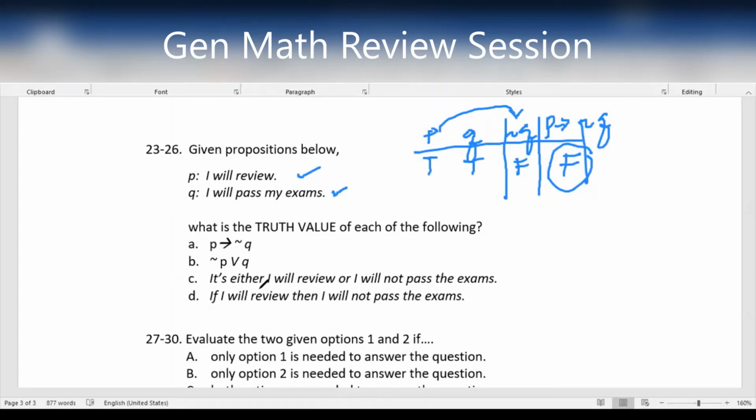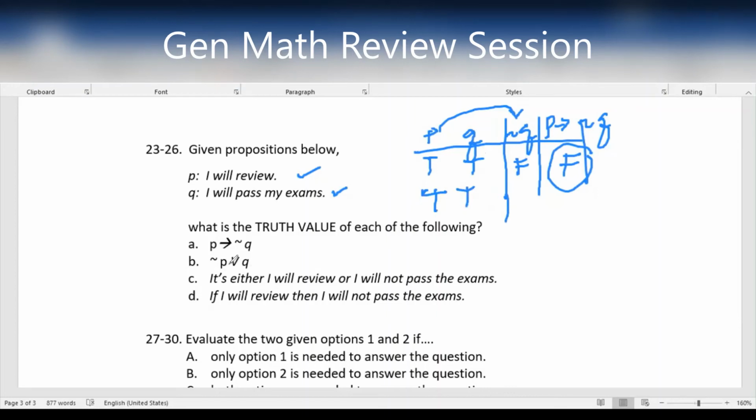Is it really true? Not P, this is or, di ba? Not P or Q. Not P, I will not review or I will pass the exam. So, or, if there is one true, then true yung sagot. So, the answer is true. Naintindihan ba yun? So, true, true yung given.